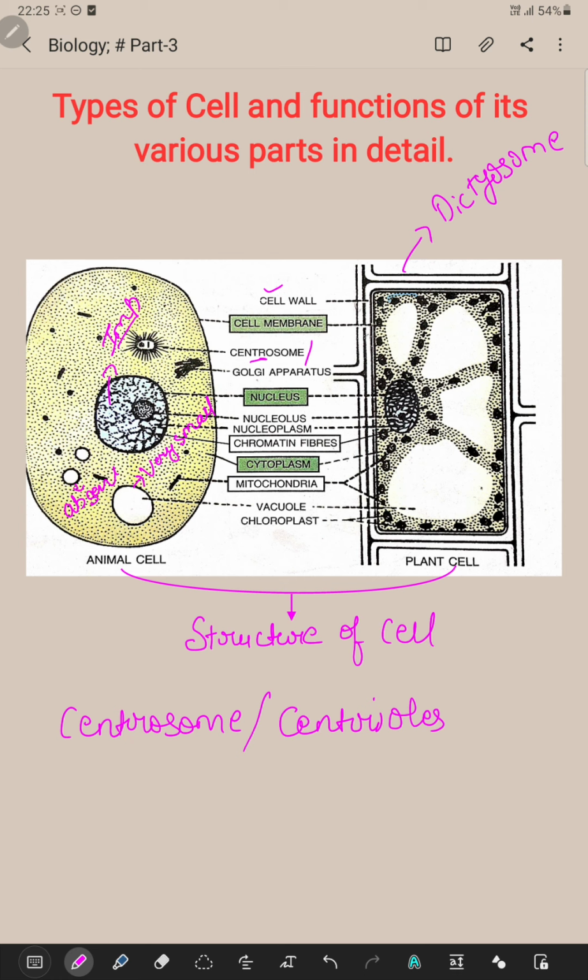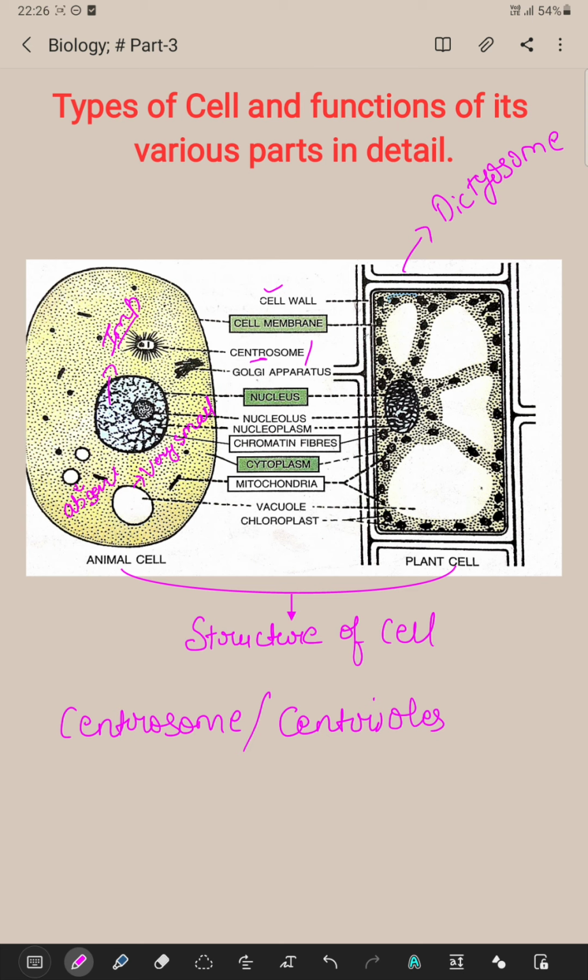Then we have chloroplast. Chloroplast is not present in animal cell, because chloroplast is utilized by the plant cell in the process of photosynthesis, and animal cell does not perform any process like photosynthesis because it is a heterotroph, which means it takes food from other animals. We don't create our own food, but plant cell is an autotroph, meaning it creates its own food. Therefore chloroplast is a must-required thing in plant cell.